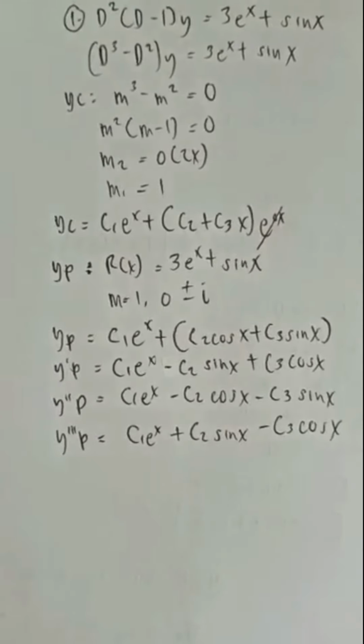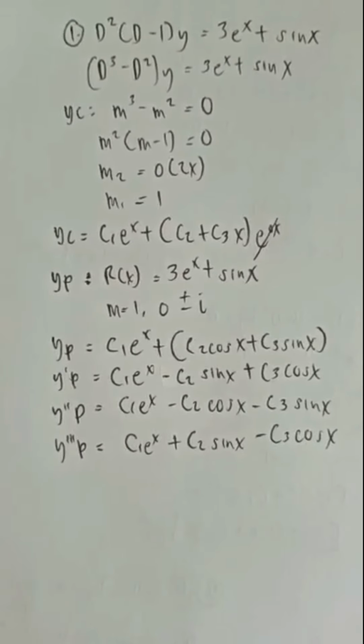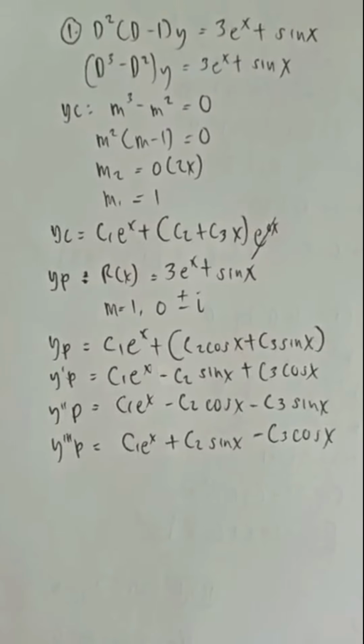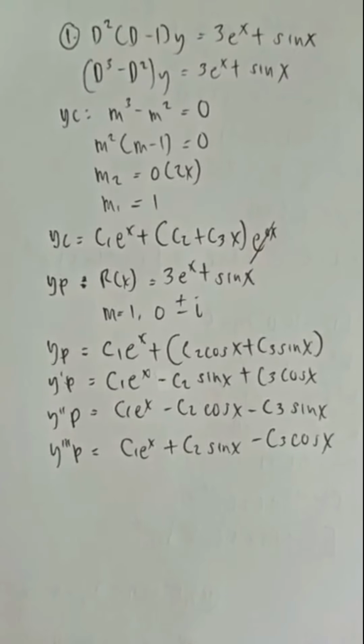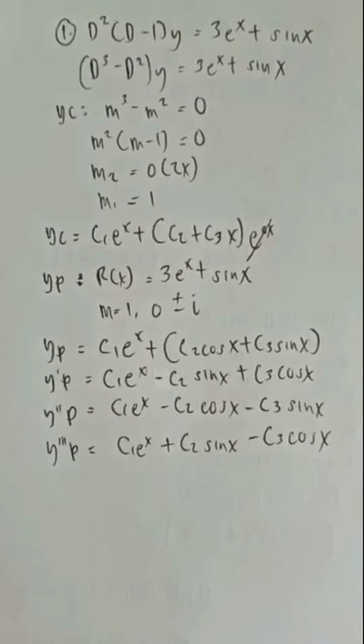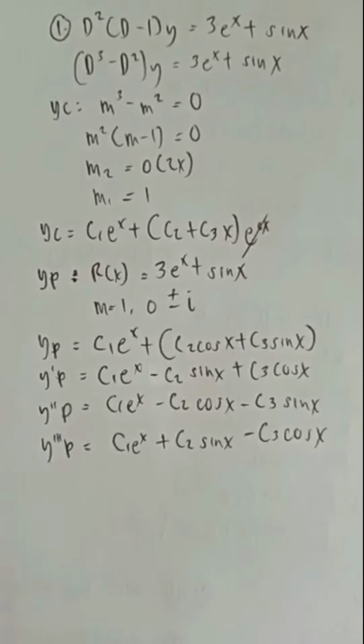Kukunin natin ulit yung second derivative. So ang derivative ng c1 e raised to x ay c1 e raised to x. At ang derivative ng c2 sin x ay negative c2 cosine x. Ang derivative naman ng c3 cosine x ay negative c3 sin x.